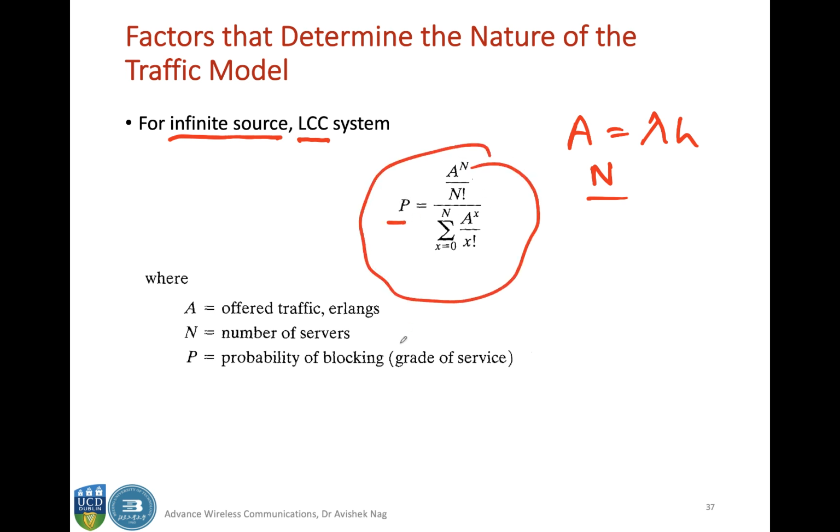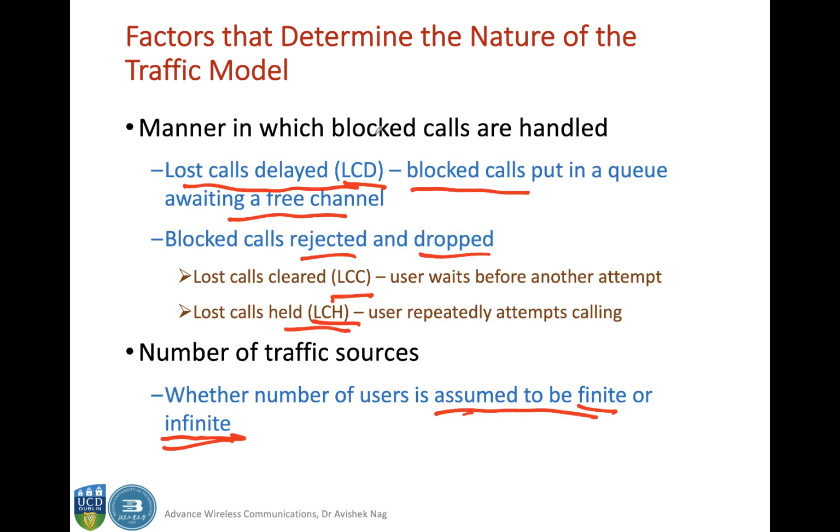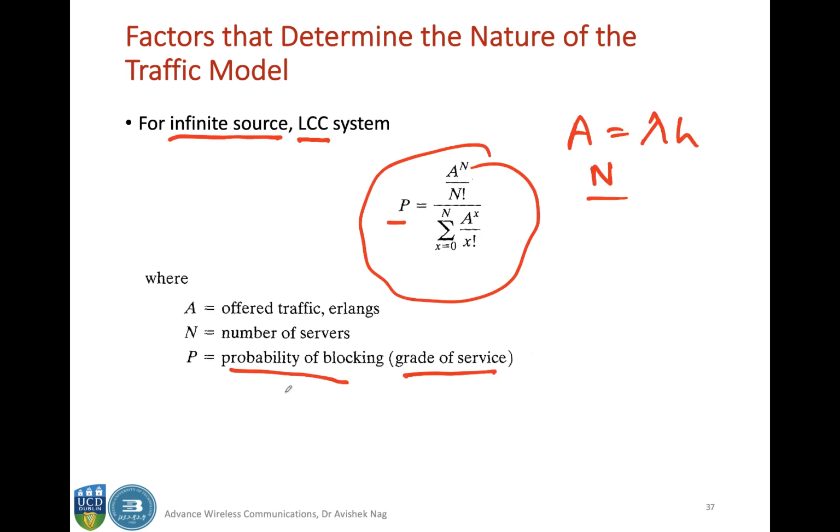This is basically the probability of blocking, sometimes also called grade of service. This formula is valid when you assume an infinite source and a lost calls cleared system. Infinite source means the number of users is assumed to be infinite. This is also called the Erlang B formula.